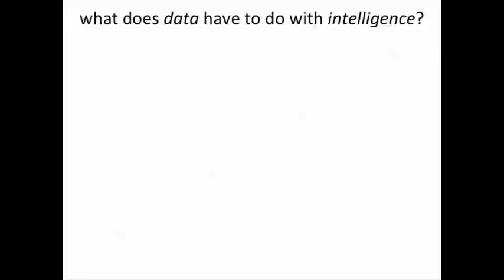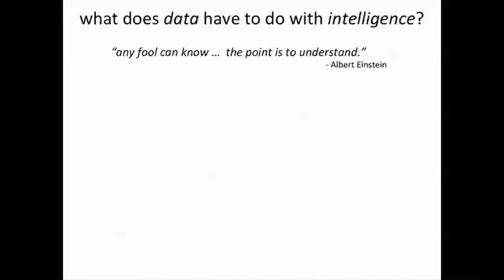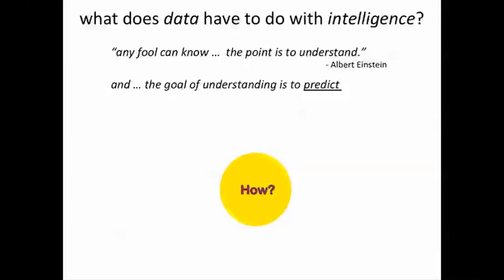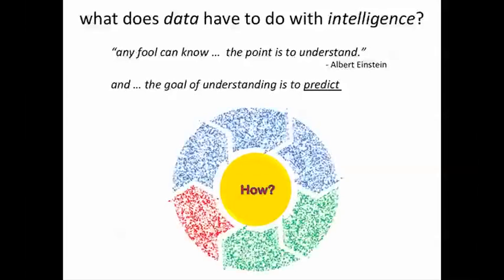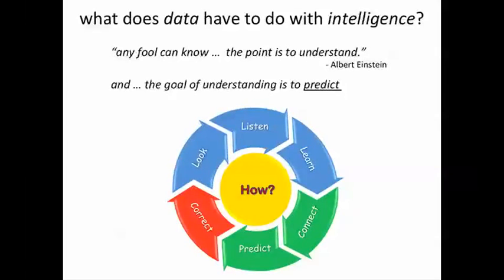So perhaps if we now return to the question that we began this course with, what does data have to do with intelligence? Any fool can know; the point is to understand, and the goal of understanding is to predict. The brain, as we have seen, is largely a prediction machine. It also controls our bodies, but it does it through prediction. And we've learned how business systems and web applications can use the techniques for predictive intelligence that we've learned in this course, which are looking, listening, learning, connecting, predicting, and of course correcting, which we haven't covered.